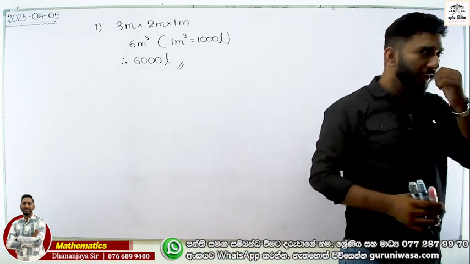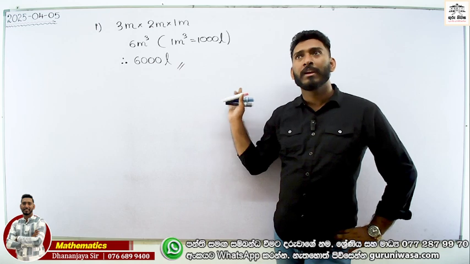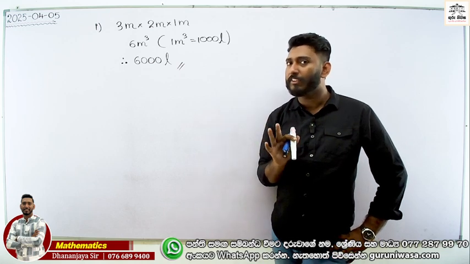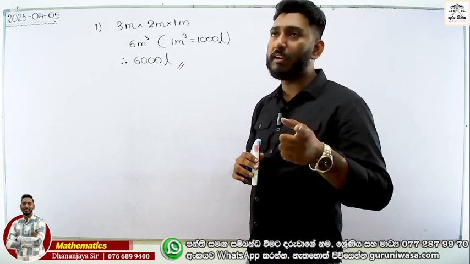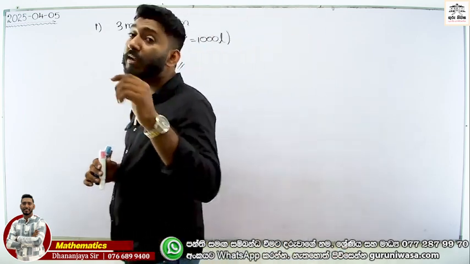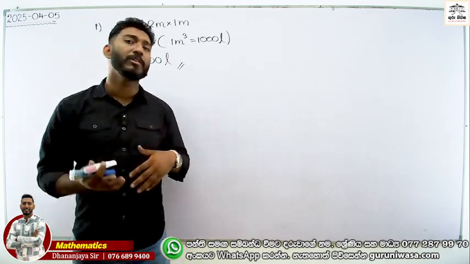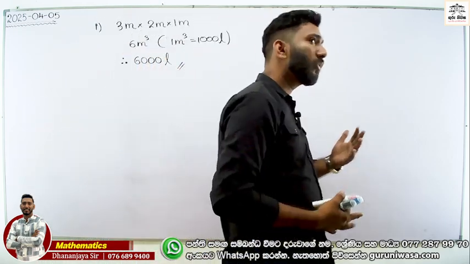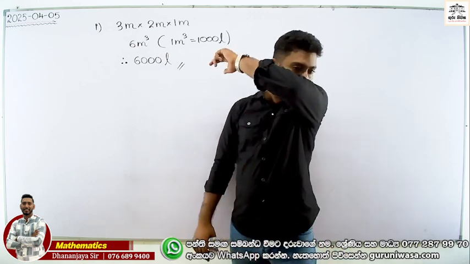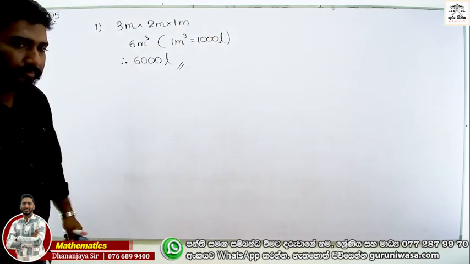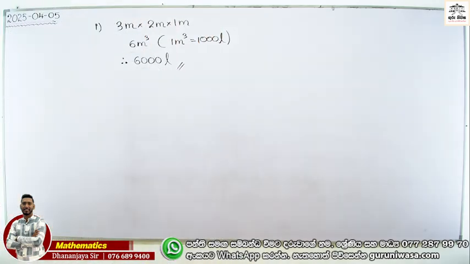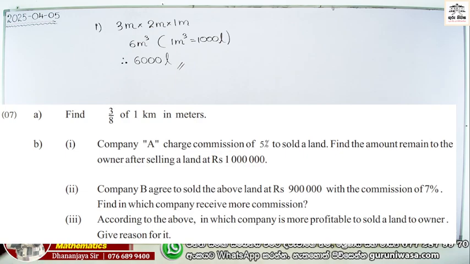Everyone understands, it's very easy. This will definitely come in the exam, capacity and volume. There are only three things: 1 cubic centimeter equals 1 milliliter, 1 cubic meter equals 1000 liters, and volume is length times breadth times height. You need to remember that, right? Easy lesson.